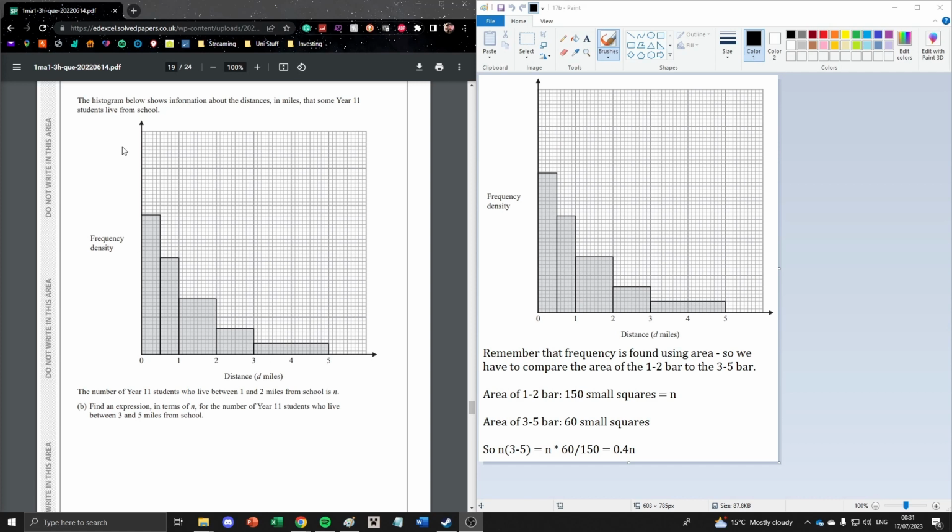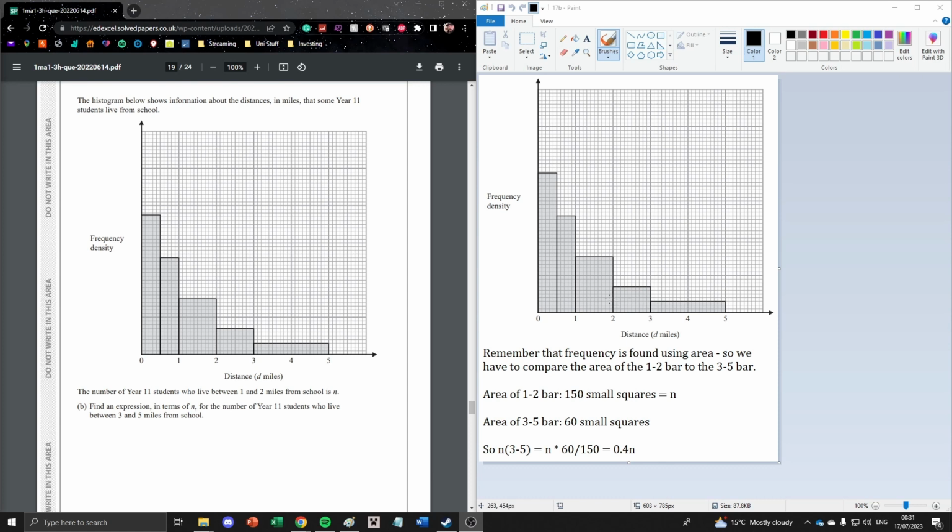Question 17b continues on the theme of histograms. We're given another histogram that shows the distances in miles that Year 11 students live from school. We're told that the number of Year 11 students that live between 1 and 2 miles from school is n, and we're asked to find an expression in terms of n for the number of Year 11 students who live between 3 and 5 miles from school.